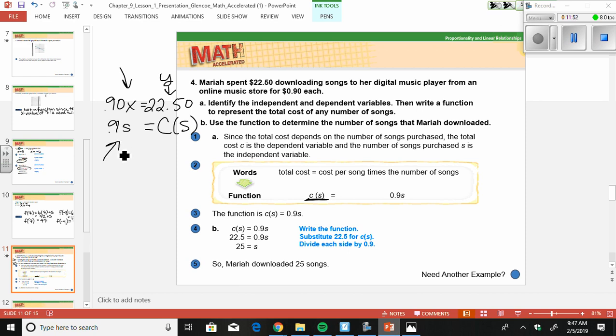But whenever we want to solve it, 90 cents times x equals 22.50. We divide by 9/10 on both sides as they did, and we get x is equal to 25 songs.